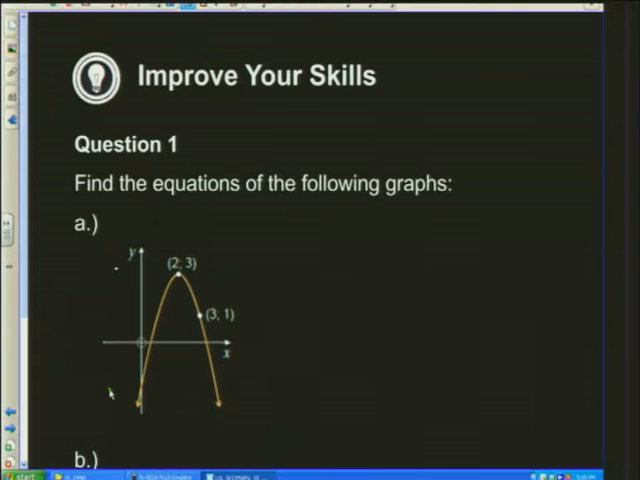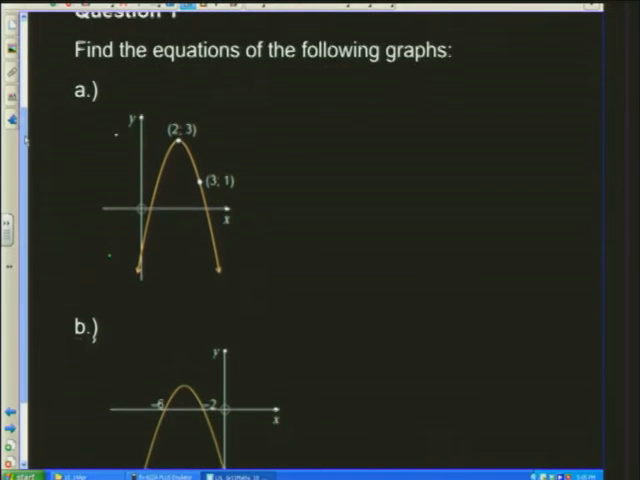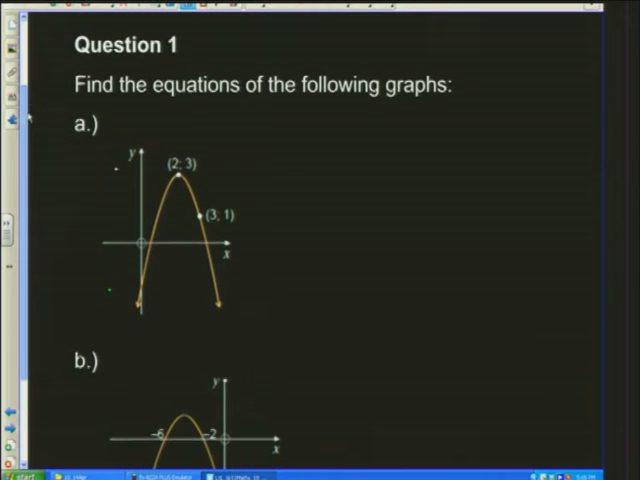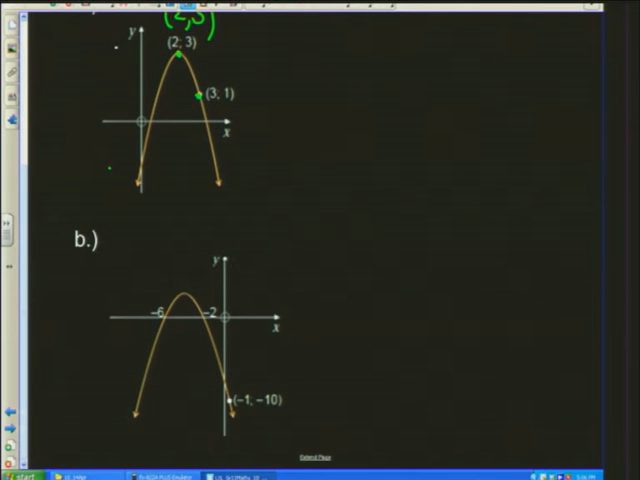I want to first look at how to find the equations of two parabolas. The first one is a parabola that's got a turning point of (2, 3), and it's got one other point, (3, 1). And the second one is an equation that's got x-intercepts of -6 and -2, and it's got this point here, (-1, -10).